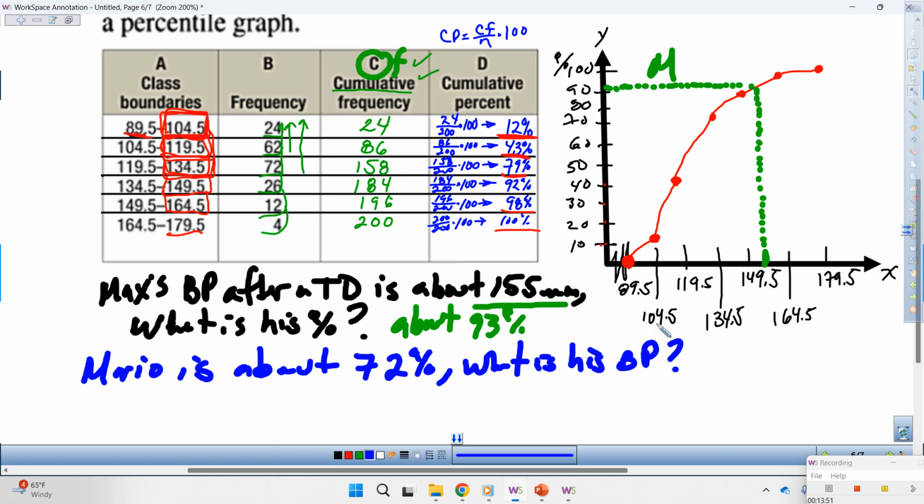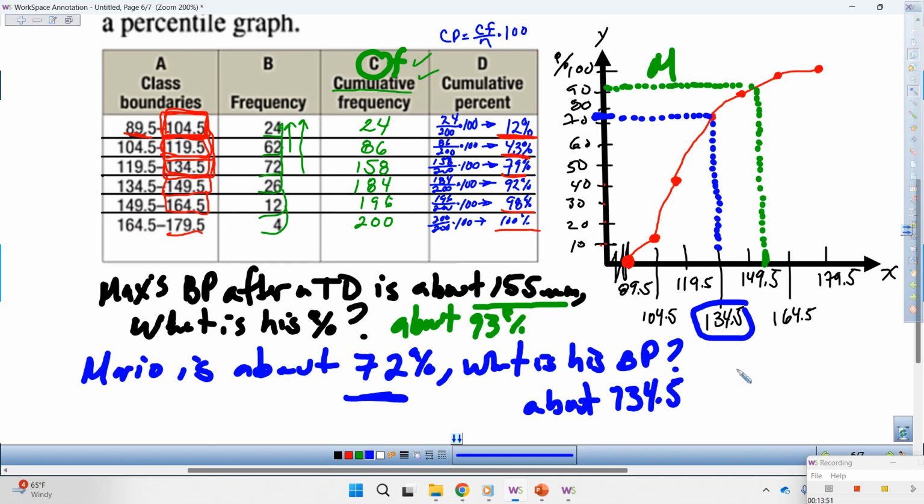Yeah, so we start with percentage now. We're 72. 72 is about right here. Go with the dotted line all the way to the graph. From there, go all the way down to find his blood pressure. What is his blood pressure? About 134.5. Copy those, please, so you can have those as examples.